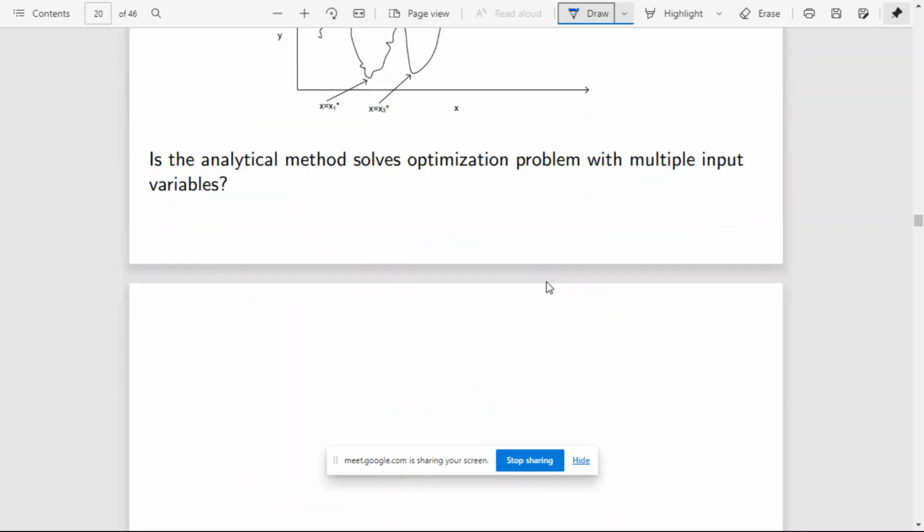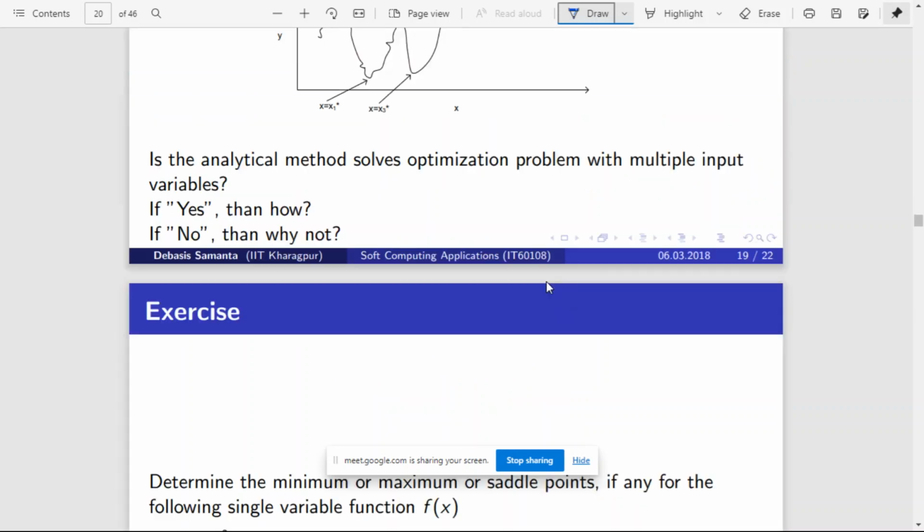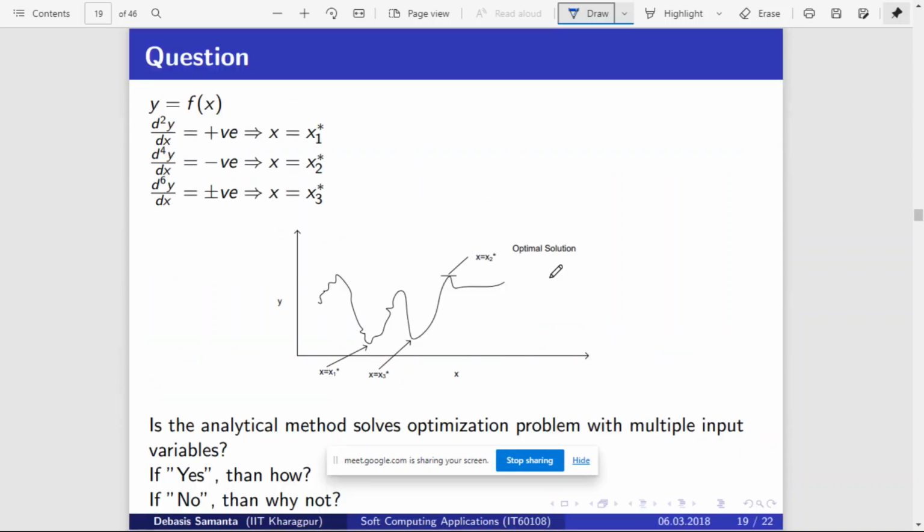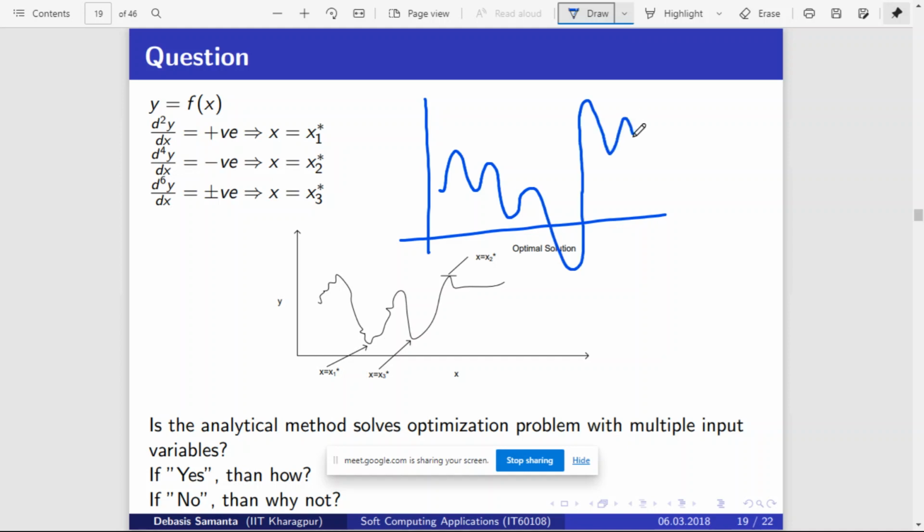So let us stop here about the discussion on traditional approaches. Now we'll get into the actual topic. Before that, I would like to say a few things. When you plot a graph for a function, let us assume you are getting a graph like this. So this is the graph, right?